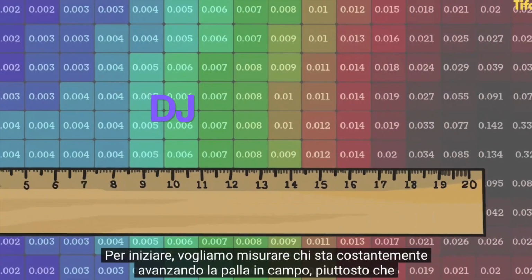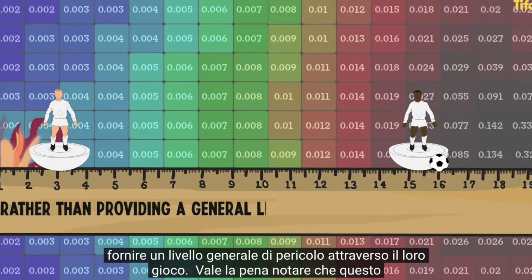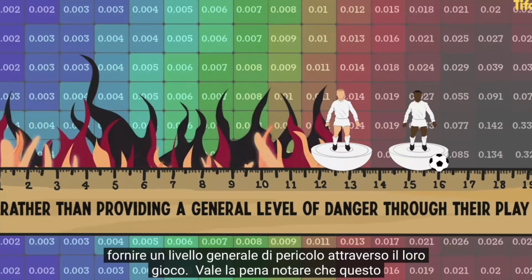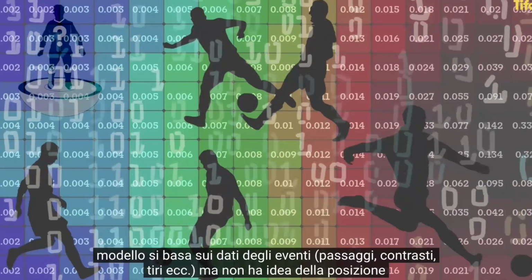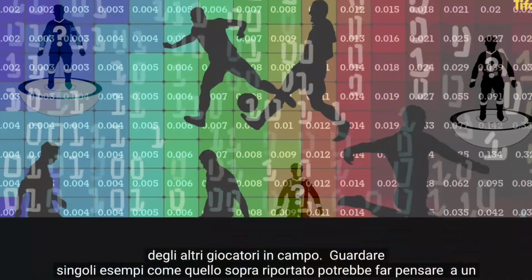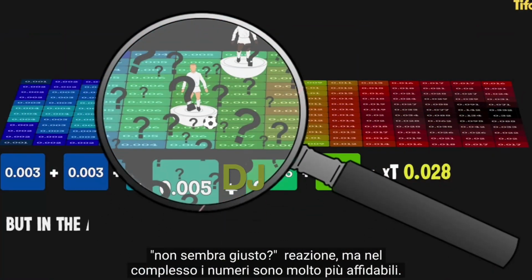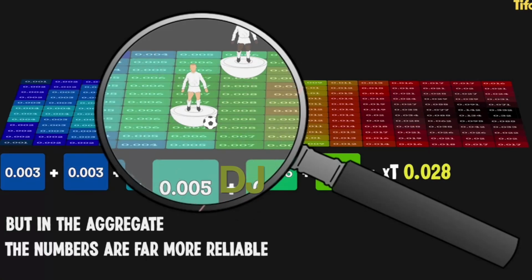To start with, we want to measure who is consistently progressing the ball upfield rather than providing a general level of danger through their play. It's worth a note here to say that this model is built on event data, passes, tackles, shots, etc., but has no idea about the location of other players on the pitch. Looking at individual examples like the above may prompt a "that doesn't look right" reaction, but in the aggregate, the numbers are far more reliable.